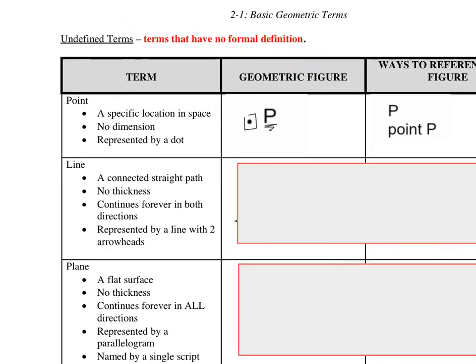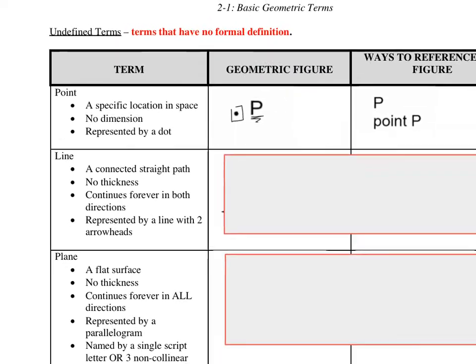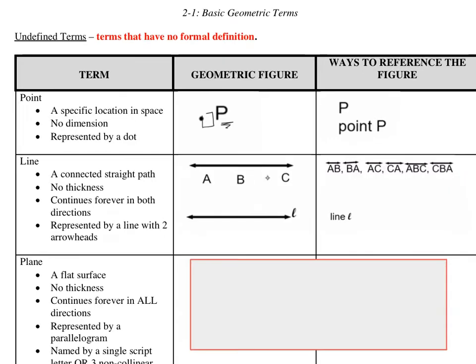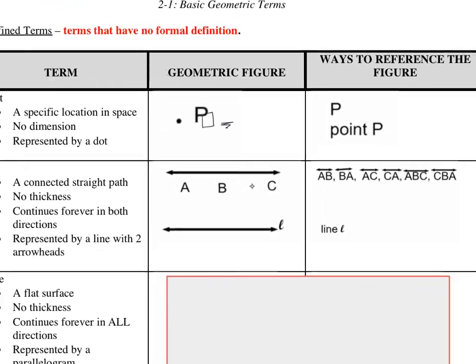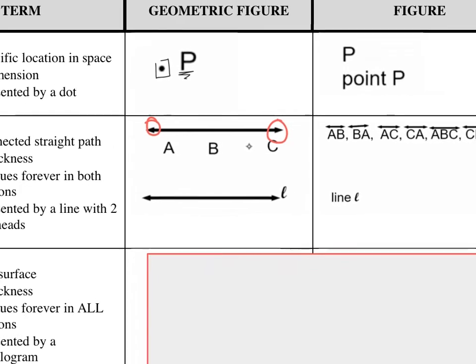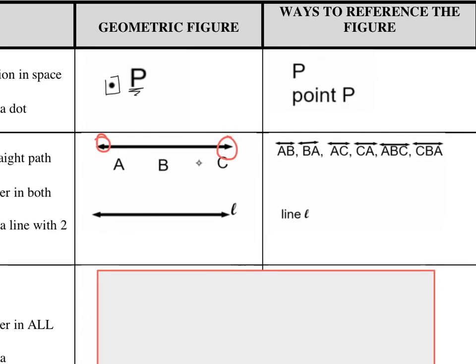A line. A line is a connected straight path that contains no thickness and continues forever and ever and ever in both directions. It's simply represented by a line with two arrowheads. So here's our visual of a line. As you can see, it has two arrowheads that go on forever in both directions. So I have an arrowhead here, an arrowhead here. And I can name this line as line AB, line BA, line AC, line CA, line ABC, or even line CBA.